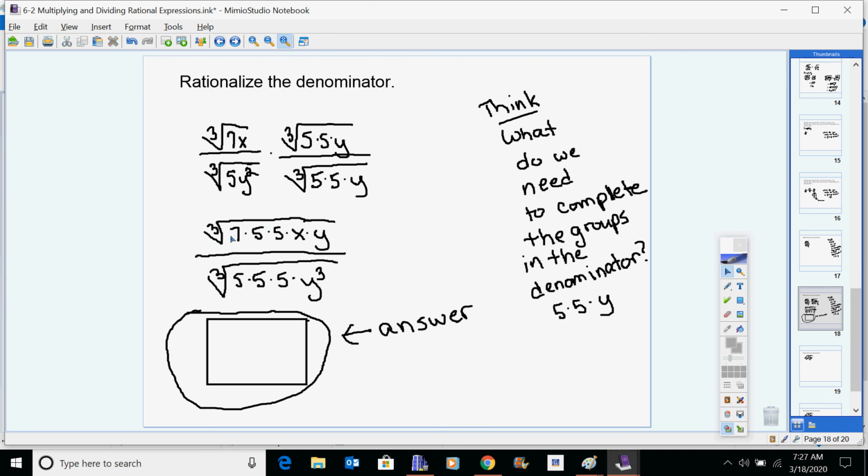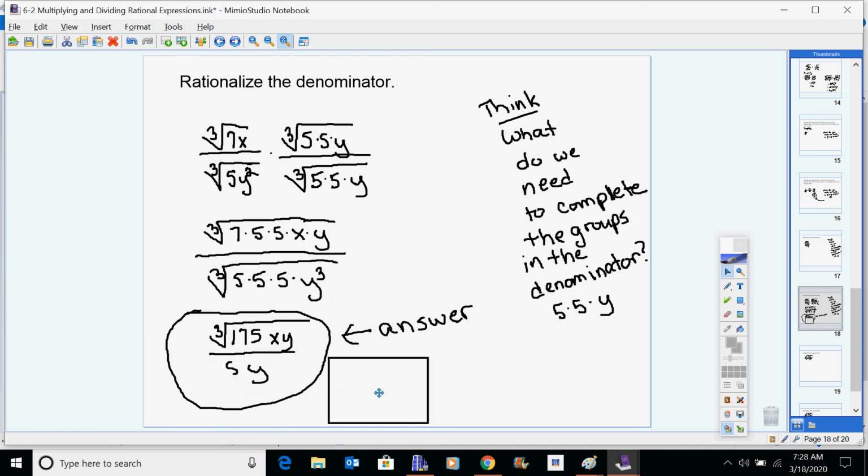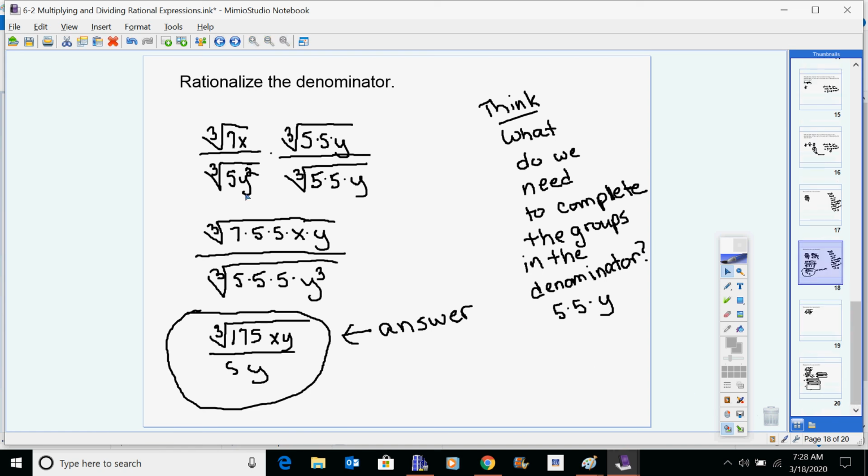And when we simplify this, the numerator, all you're doing is making it look nicer by doing 7 times 5, 35 times 5. And then in the denominator, you've got a group of 3 5s, and you've got a group of 3 y's. So it just turns into a 5y. So once again, to fully simplify, you need to make sure there's no radicals in the denominator. In other words, we rationalize them. We make them into rational numbers.